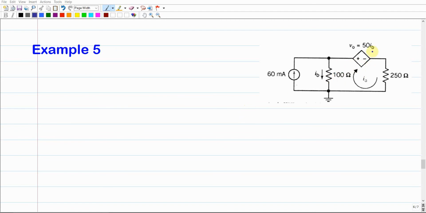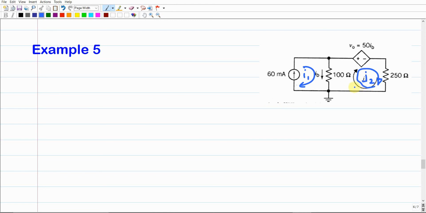You should understand that this IB defines the voltage over this controlled voltage source, 50 IB. This IB is the total current over this branch. It is related definitely to the mesh currents, but it will not be the mesh current over this mesh or this one. So I'm going to assume a mesh current I1, and another mesh current that goes in this direction as I2. Make sense? So we have two mesh currents that we have to work out.